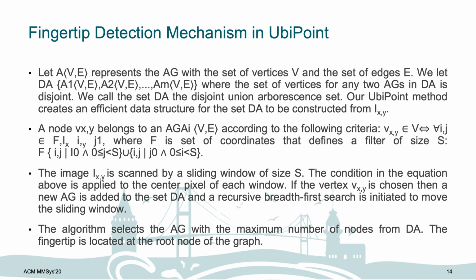And here is the algorithm, the fingertip detection mechanism in UbiPoint. I described the high-level description here. After the image segmentation, we find the pixels with skin color, and divide the vertices in our arborescence graph, DAG. And then we employ a sliding window to search the vertices with a recursive breadth first search. So in this process, we can identify the solution, which means the detection point of the fingertip, with the maximum number of nodes or vertices in the DAG.